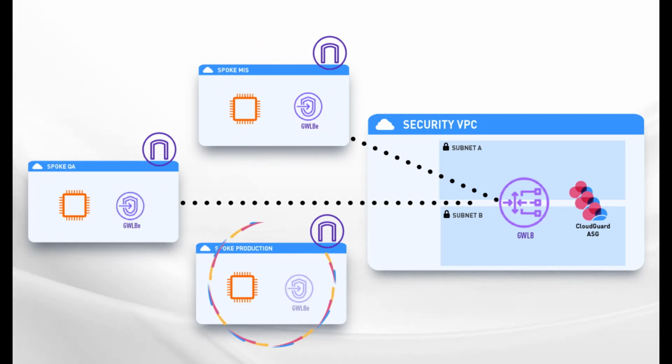You deploy the Checkpoint CloudFormation template and it creates the security VPC in which the CloudGuard Gateway Autoscale are running and also the Gateway Load Balancer. Now for each VPC that you will want to protect, you will create an AWS Load Balancer endpoint and you will route the egress and ingress traffic to this endpoint.